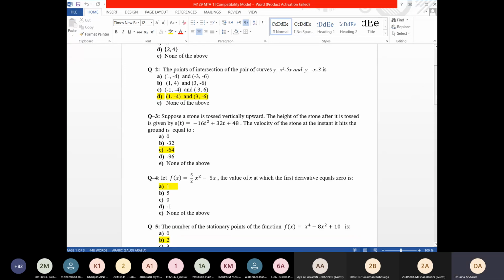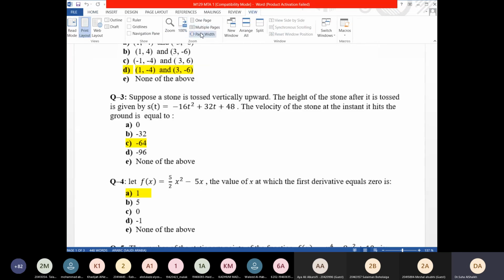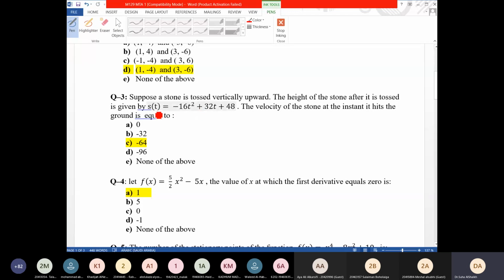You can see this slide here. Let me make it page width. Check this question here. This is multiple choice, something you may see in the exam. We have this function. Suppose that we have a stone that is tossed vertically upward. I have a stone and I'm tossing it. I already sent this to you before, from the last quiz. I'm tossing it upward, I have the stone and I'm throwing it up there.